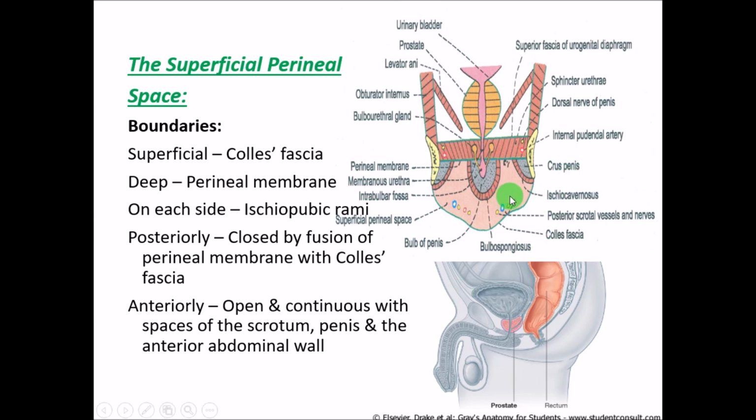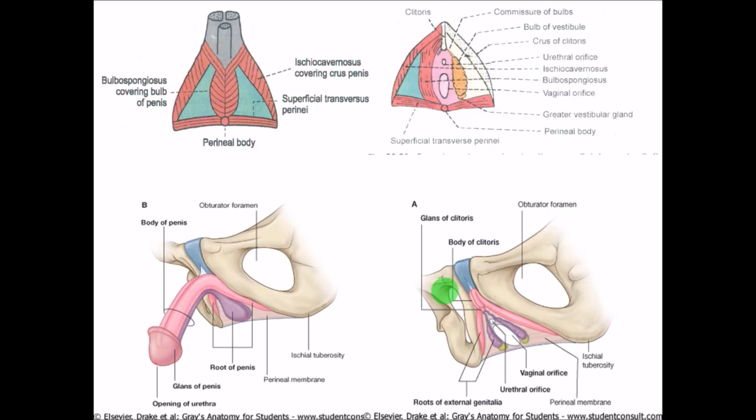Superficially we have the Colles fascia. Deep we have the perineal membrane. On each side we have the ischiopubic rami, the bony structures. Posteriorly, as we saw, it is closed because the Colles fascia is fused with the perineal membrane. But anteriorly it is open, so there will be communication of this superficial perineal pouch into the scrotum, the penis, as well as the anterior abdominal wall. So this is about the superficial perineal space or pouch.